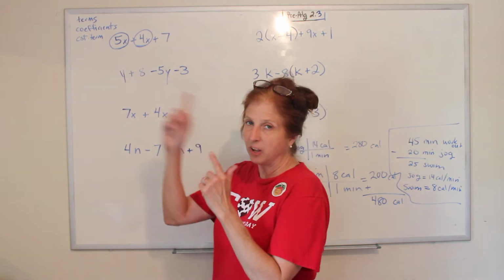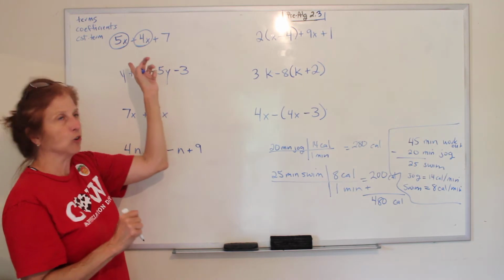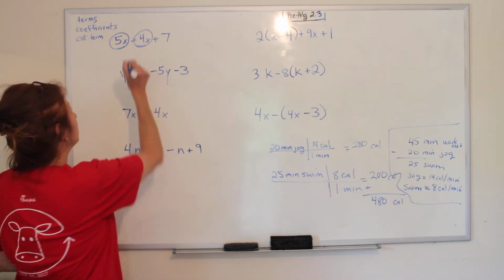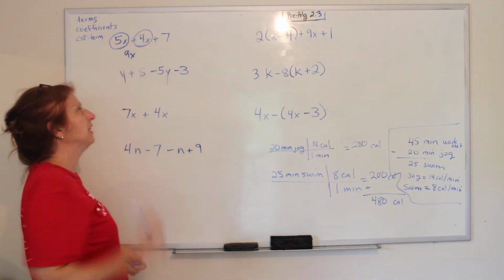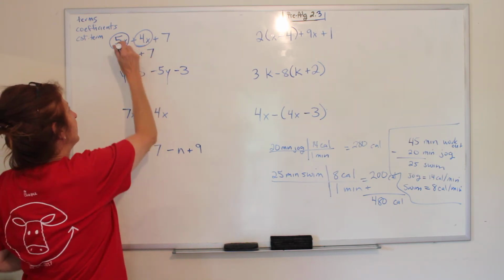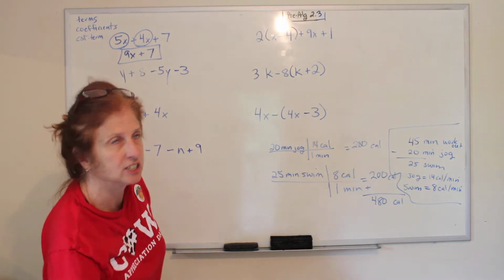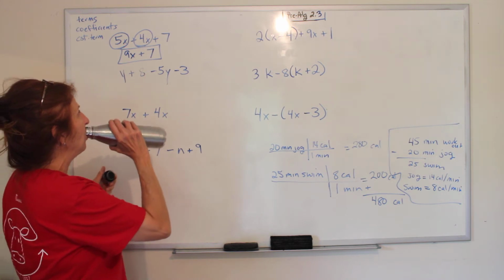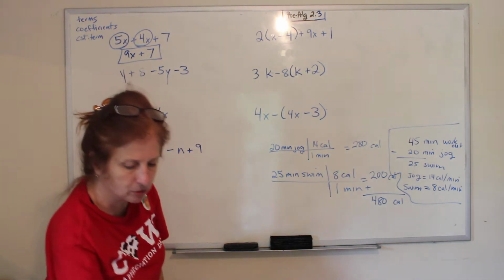Alright, so we sang, we danced, and we can gather our terms now. So imagine this was meters. 5 meters and 4 meters, you would know that to be 9 meters. So 5x's plus 4x's is 9x's. And then we just bring down the 7. There's nothing we can do with it because it doesn't have anything that matches it. Alright, let's look at this one. And by tradition, you write your x's before your bare numbers.